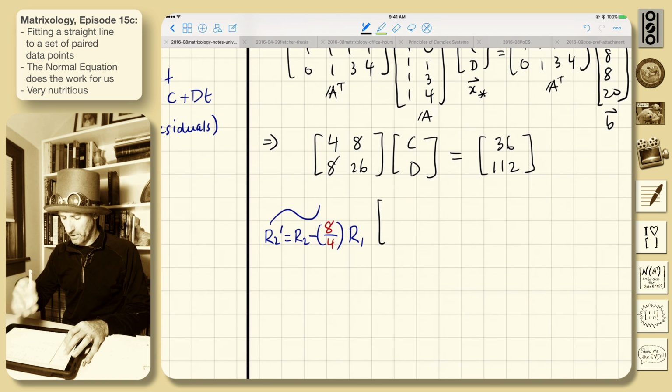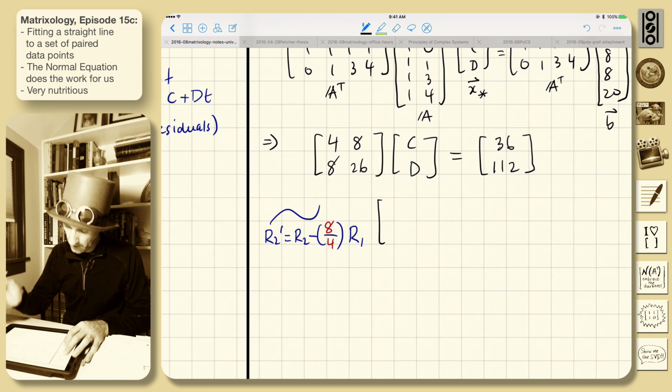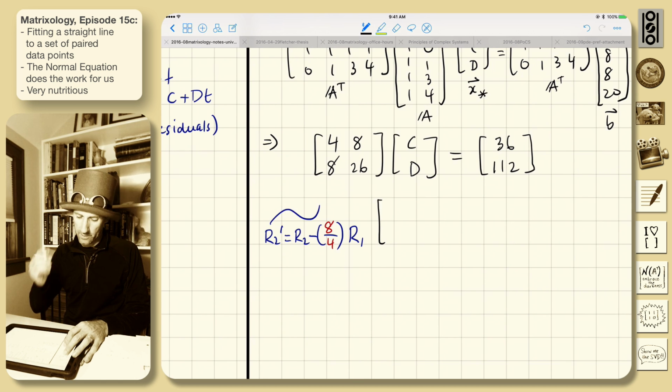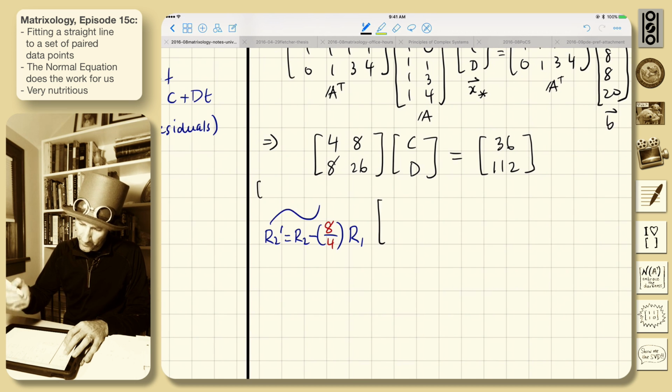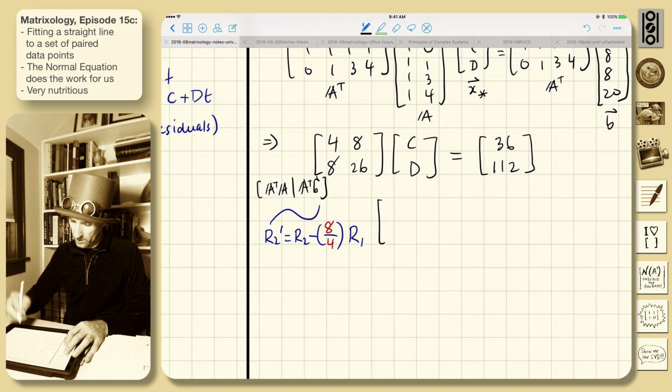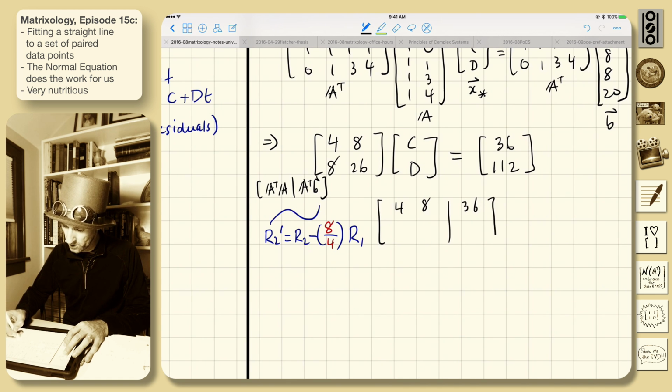I'm going to convert it to the augmented version, right? So let's say this is A transpose A, augmented matrix, A transpose B. That's what these are. It's the same as this. It's 4, 8, 36. Top does not change.